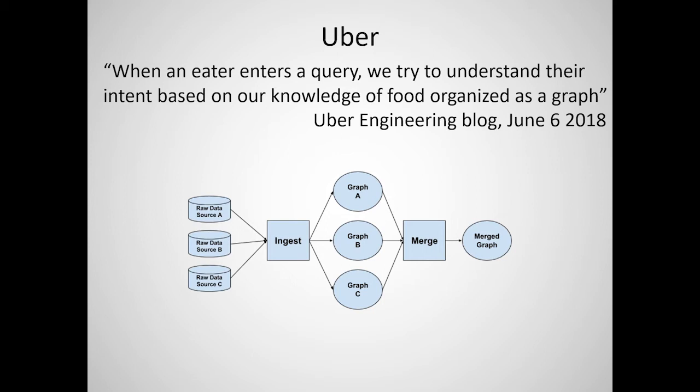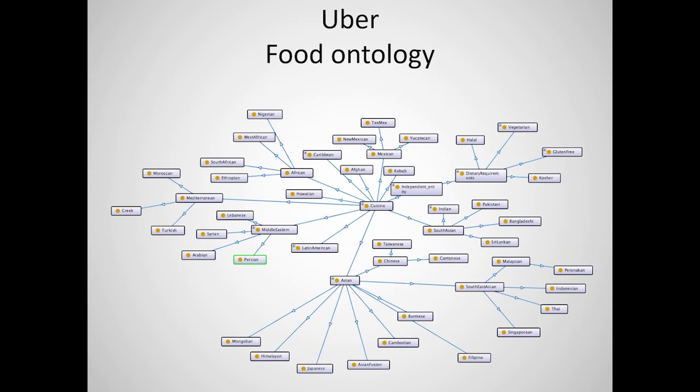So they are using a knowledge graph to organize all what they know about food, right? So that they can disambiguate queries that come into their system and give people the best suggestions for delivery options. Right? So they start with lots of raw data sources, they all turn them into knowledge graphs, they integrate these knowledge graphs, which gives them a huge knowledge graph, and this they use to power the core service of their business. And they built their own Uber food ontology to do this.